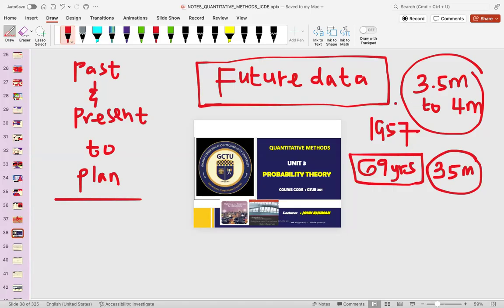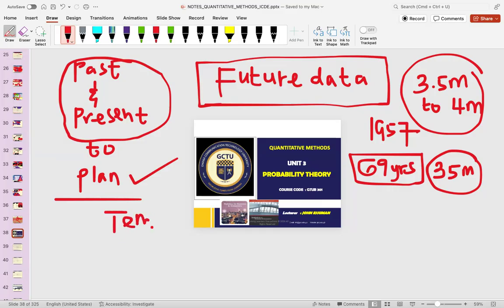Because in Nkrumah's time, we were using past and present data to plan for the future. When we were doing the Tema Motorway, and I'm sure most of you are familiar with the Tema Motorway, we just did 2 lanes in and then 2 lanes out.